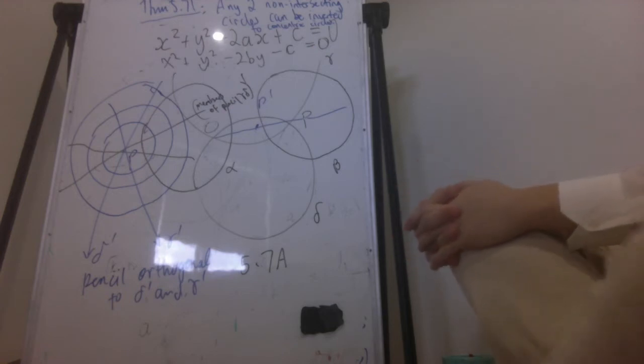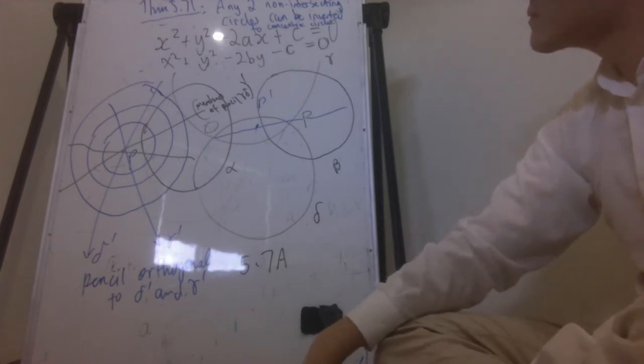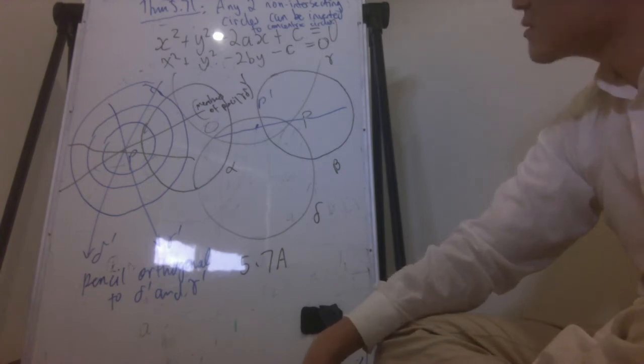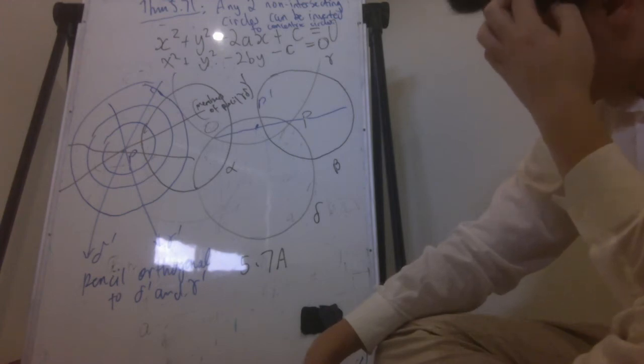Does it actually say much more than that? If you have any family of non-intersecting coaxial circles, you can invert them into concentric circles. Is that right? Yeah.